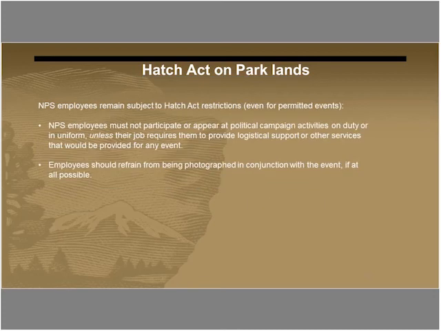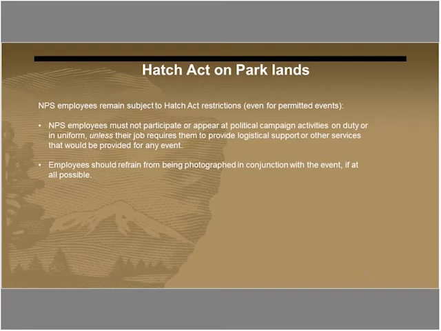Some things for NPS employees to keep in mind in connection with political activities occurring on outdoor NPS parklands: the employees themselves still remain subject to all those Hatch Act restrictions. Even if the event is permitted through the proper channels, NPS employees must not participate or appear at political campaign activities on duty or in uniform, right? Unless their job requires them to provide logistical support or other services that would be provided for any similar event. So if you're a law enforcement officer and part of your official duties is to provide security and support to any large gathering within the park, of course you have to be there as part of your duties.